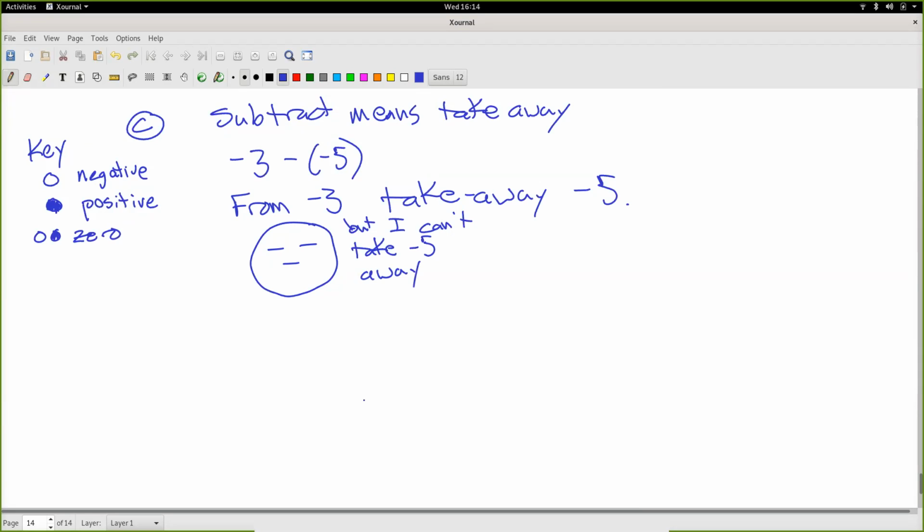Okay? And what am I trying to model here? I am trying to model takeaway. So for any of you that are trying to change some signs, stop. Because we're not modeling addition here, we are modeling subtraction. So next thing I have to do is I got to rebuild that -3 so I can actually take away -5. So rebuild -3. So here's my original -3.